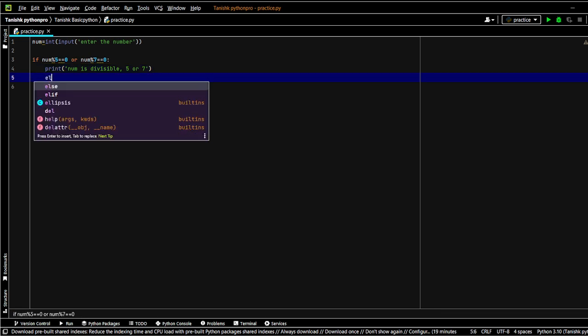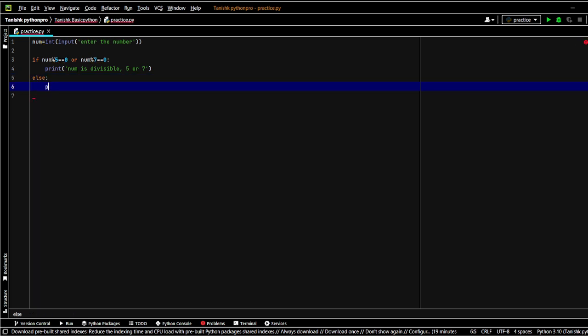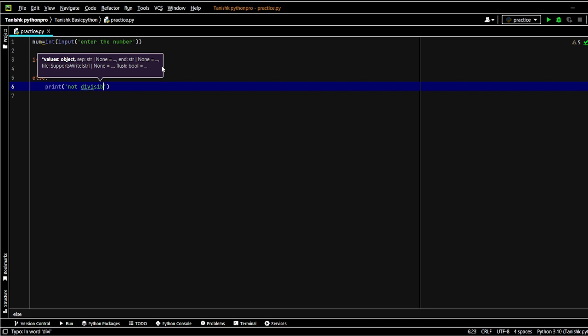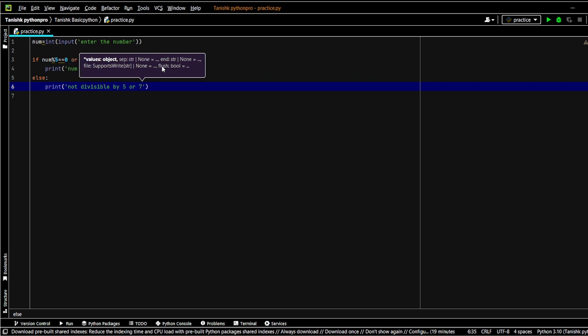And now else, and print, not divisible by 5 or 7. Only 1 2 3 4 5 lines.